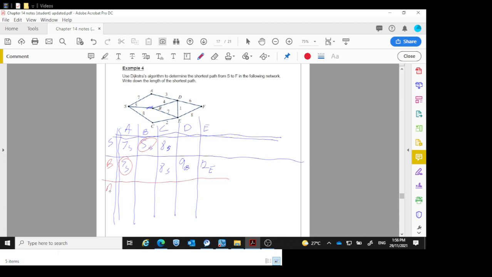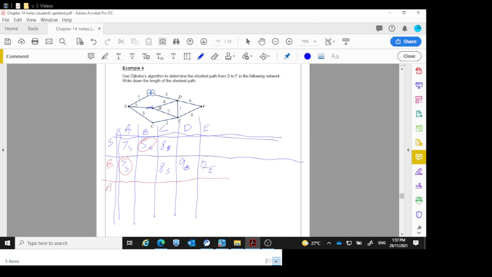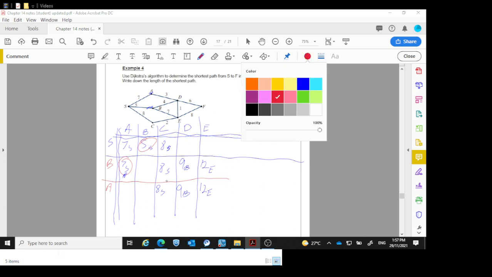So, column A here. A only connects to D in 3. Okay, 3 plus 7 is 10, because I've got to add this 7 here. 10, but I've already got a 9 coming from B. 9 is smaller than 10, so I'm going to put the 9 there. That's all A connects to, so I'll just drop this one again, and this one again. Smallest number is the 8.